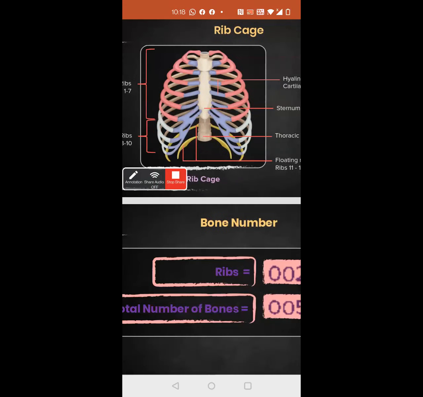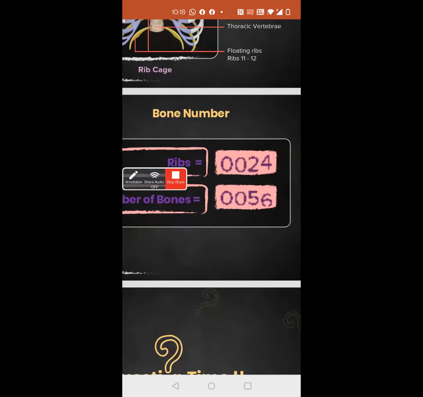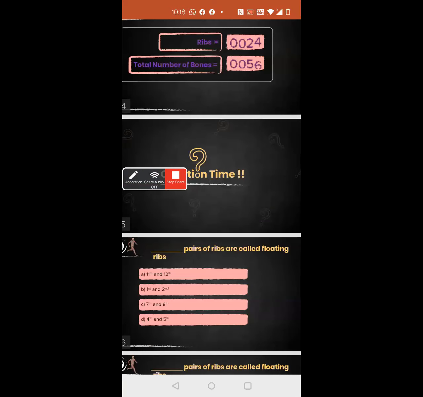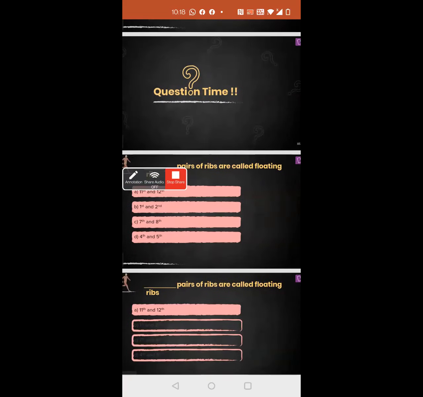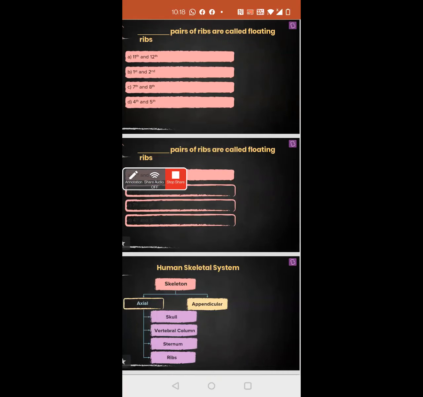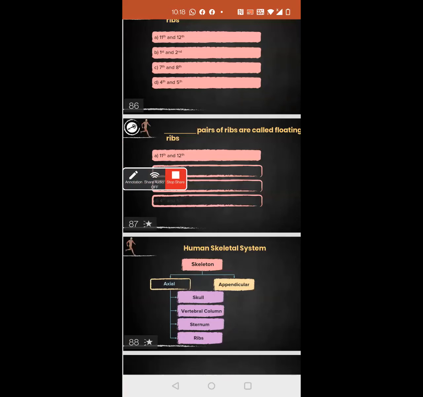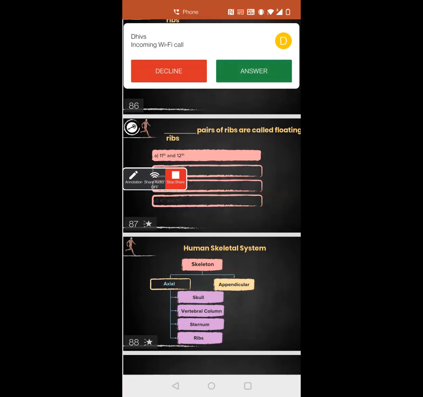So let's see this question. Dash pair of ribs are called floating ribs. 11th and 12th. Okay, very good. So with that, we have completed the axial skeletal system. I want you to summarize the entire axial skeletal system. Ma'am, axial consists of skull, vertebral column, sternum, ribs. Skull, cranium, hyoid, and then this thing, one cranium.